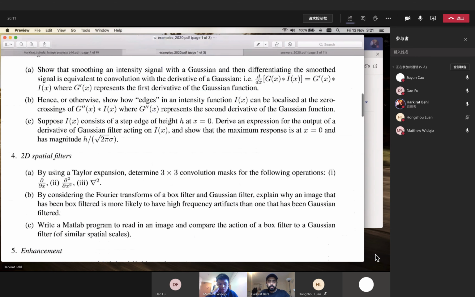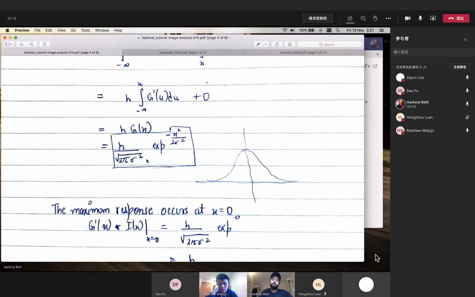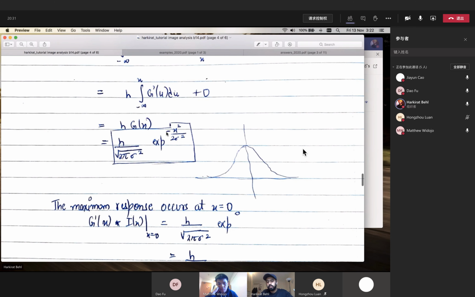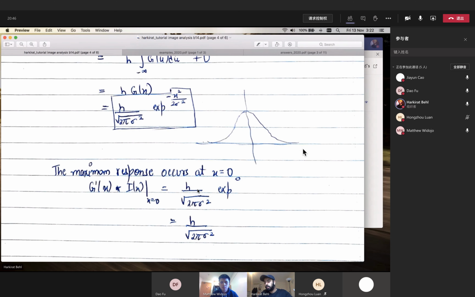The other part was: show that the maximum response is at x equals 0 and the magnitude is this. So how do we find the maximum response? Again, there is more than one way to do it. One way is, when you want to maximize a function, you take the derivative of it and put that to 0, and whichever point does that, you use that. The other thing is that we know this is just a Gaussian probability distribution. For a probability distribution, the maximum value occurs at its mean, and we know this is a zero mean Gaussian distribution. So the maximum value will occur at x equals 0. So the maximum response occurs at x equals 0.